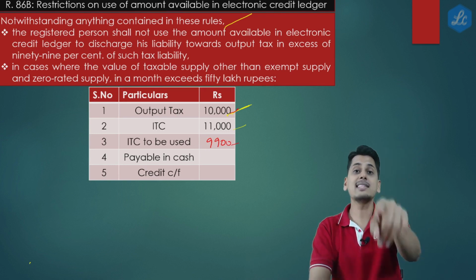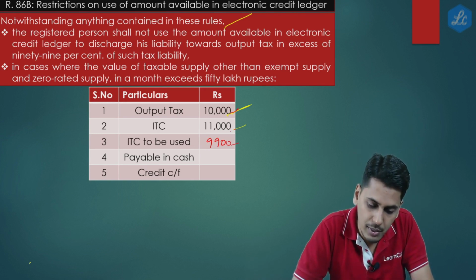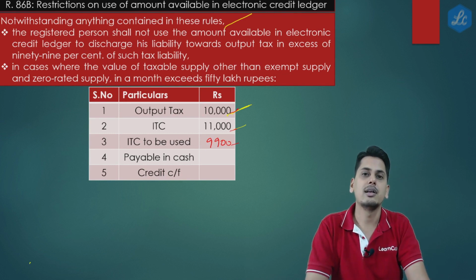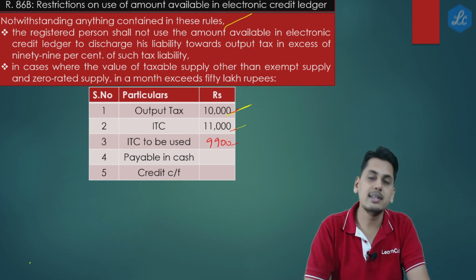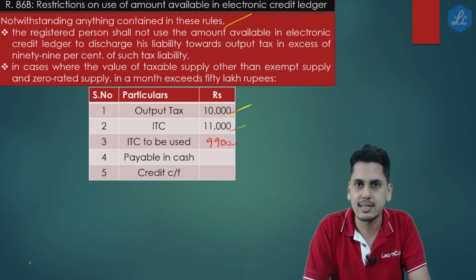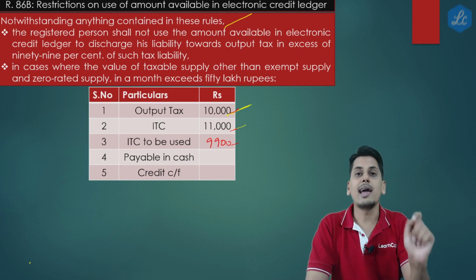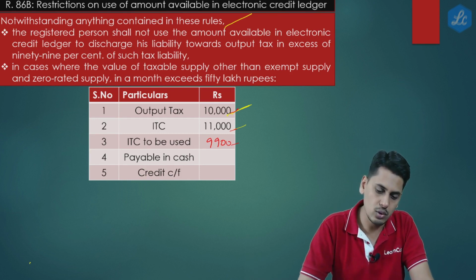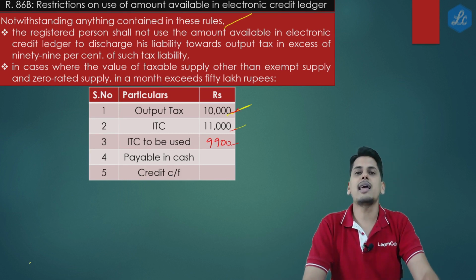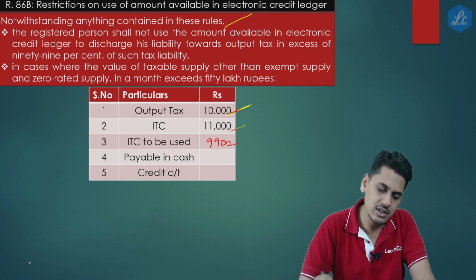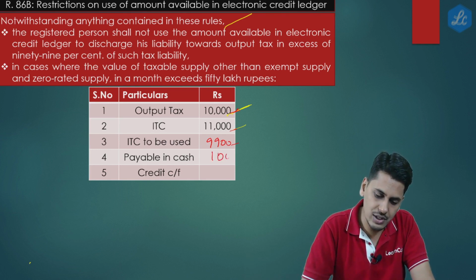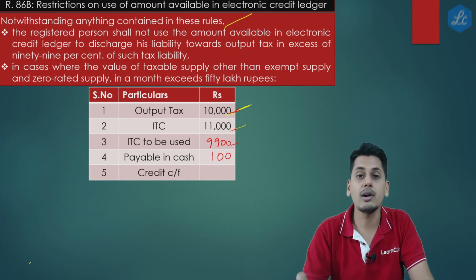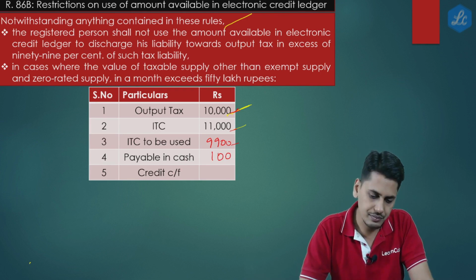So, friends, your output tax is 10,000, and the input tax credit available for utilization is only 9,900. Although the balance available in the electronic credit ledger may be 11,000 rupees, the amount available for utilization is only 99% of your output tax liability. Which means that 9,900 rupees can be paid from your electronic credit ledger. So total liability 10,000, 9,900 rupees to be paid from your credit ledger. So the balance is payable in cash. So 100 rupees you are supposed to pay from your electronic cash ledger.